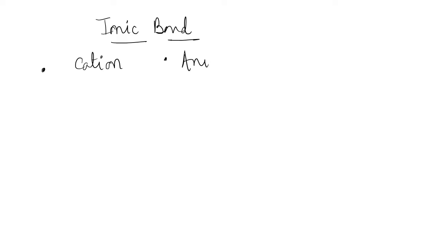Now, what are the factors which favor the formation of ionic bond? Ionic bond बनाने के लिए what are the different factors? So first of all, for the ionic bond formation, we need to have a cation, we need to have an anion, and when cation and anion combine, they form a crystal lattice. What is a crystal lattice? A three-dimensional, regular arrangement of cation and anion is called a crystal lattice.